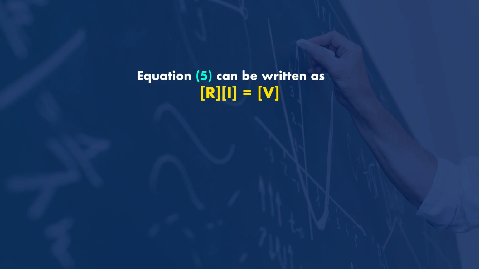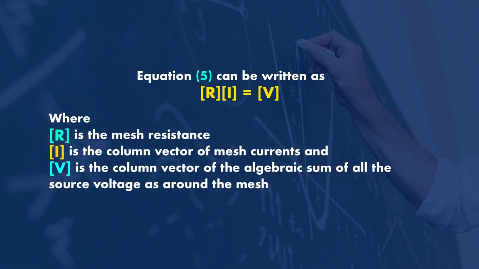Now equation 5 can also be written as matrix R multiplied by matrix I is equal to matrix V, where matrix R is the mesh resistance, matrix I is the column vector of the mesh currents, and matrix V is the column vector of the algebraic sum of all source voltages around the mesh. This is all about the mesh current analysis method. By applying Cramer's rule, you can easily find the values of the currents I1, I2, I3. After calculating the current flowing through any branch, you can simply calculate the voltage across that branch, that is current multiplied by the resistance.